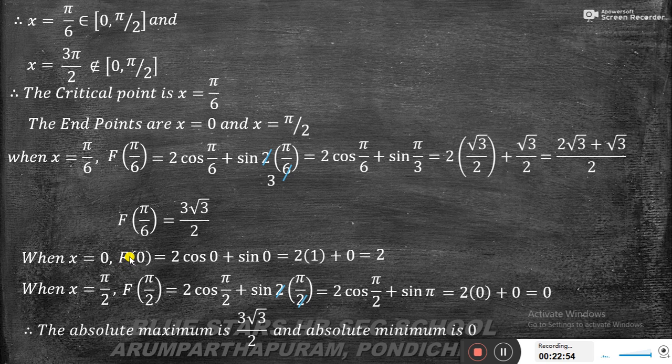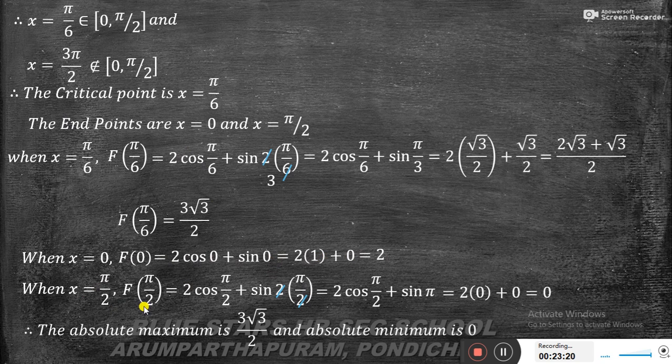Here small f of x will come. So x equal to 0, f of 0 equal to 2 into cos 0. I substitute x equal to 0 in the given function. The given function is 2 cos x plus sin 2x. So I substitute x equal to 0. f of 0 equal to 2 into cos 0 plus sin 0. Cos 0 is 1, sin 0 is 0. So 2 into 1, 2.